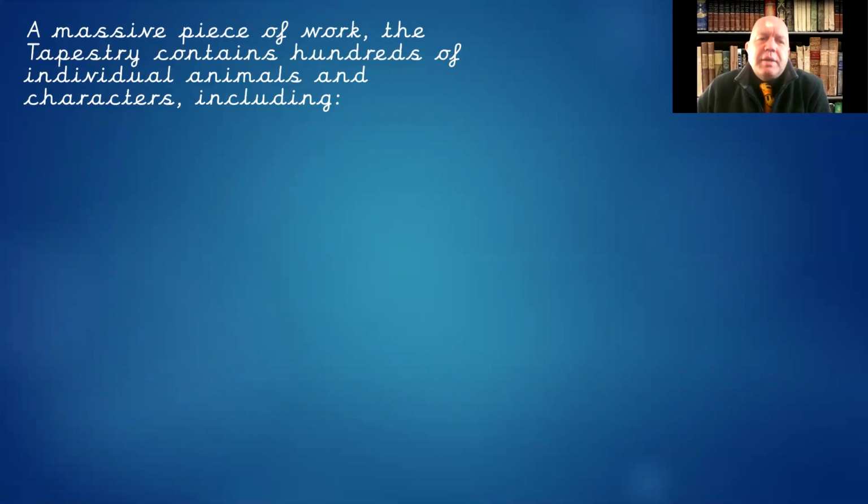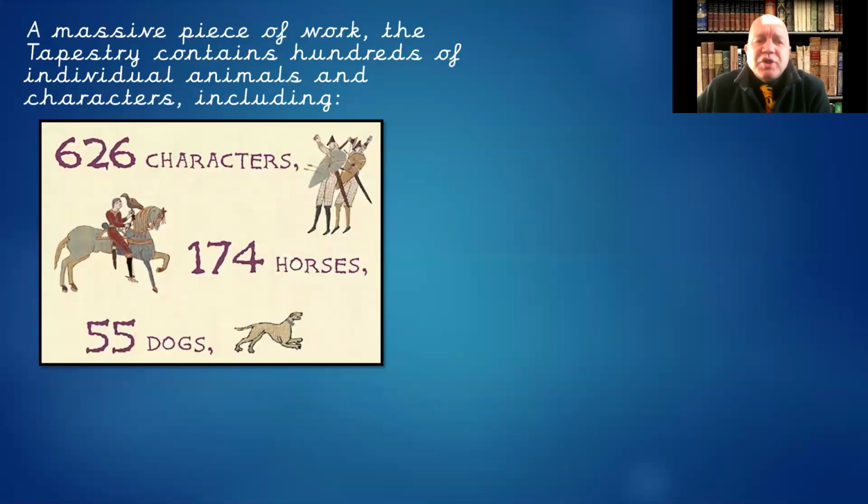Now, as I said, the Bayeux Tapestry is a massive piece of work, 70 meters long, and it actually contains hundreds of individual animals and characters. And here are just some numbers which might surprise you. There are 626 different people, different characters within the tapestry itself. So that's soldiers, kings, advisors, servants, all the different people that appeared in that series of events. There's 174 horses, 55 dogs, and countless other animals and birds.